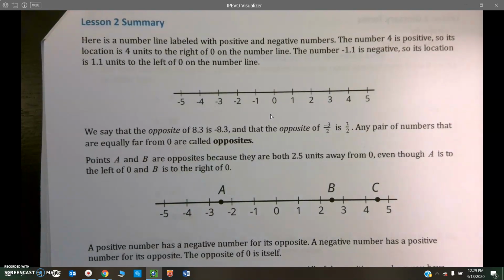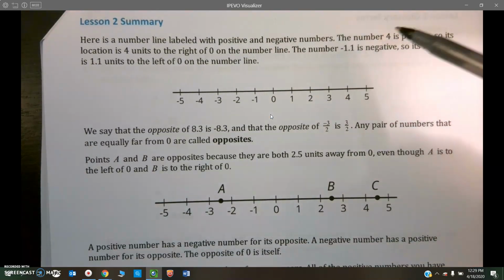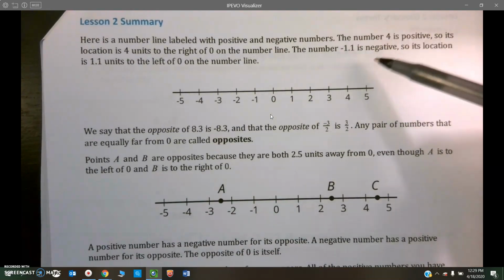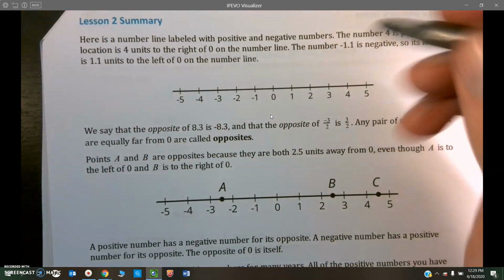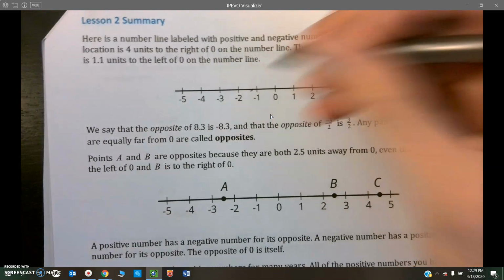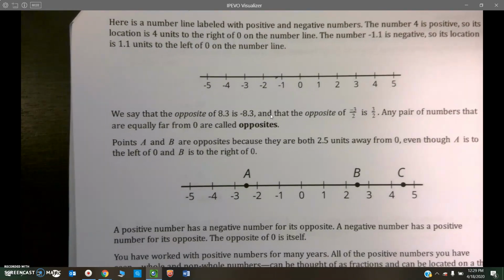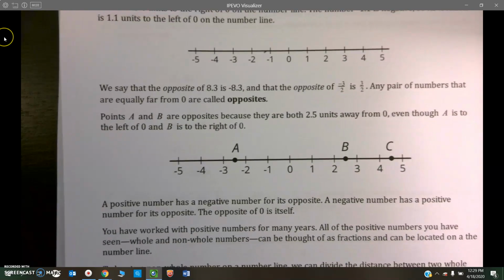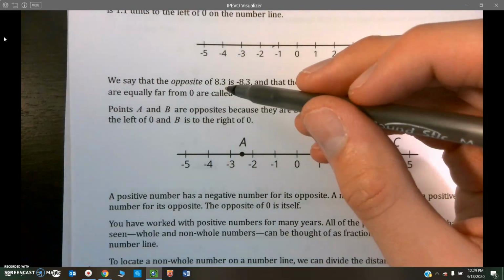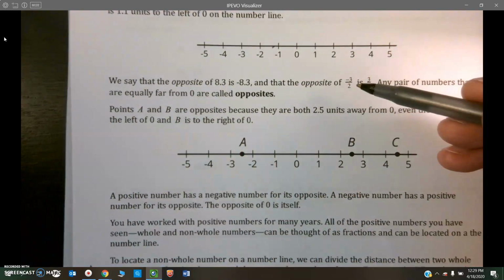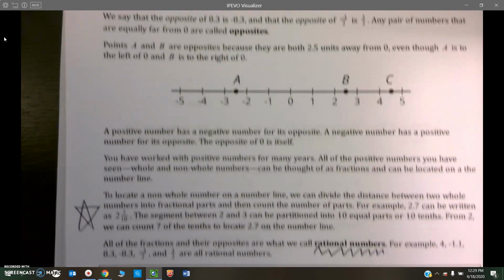So once again, the number 4 is positive, so its location is 4 units to the right of 0 on the number line. And the number -1 1/10 is negative, so its location is 1.1 units to the left. So that would be like about here. So just knowing that the positive is to the right, negative is to the left. Numbers that are equidistant from 0, like 8 3/10 and -8 3/10, -3/2 and 3/2 would be considered opposites.